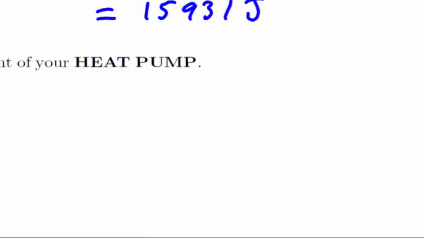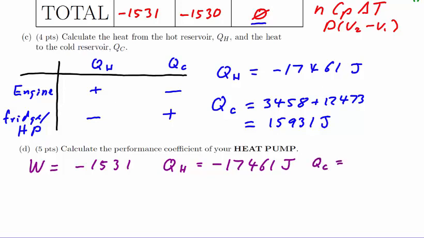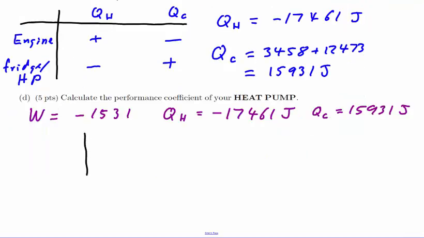15,931 joules. Lastly, we're to calculate the performance coefficient of our heat pump. And to do this, we need to retrieve three summary pieces of information. The three summary pieces of information are the work, which was negative 1531 joules, the Q hot, which was negative 17,461 joules, and the Q cold, which was positive 15,931 joules.